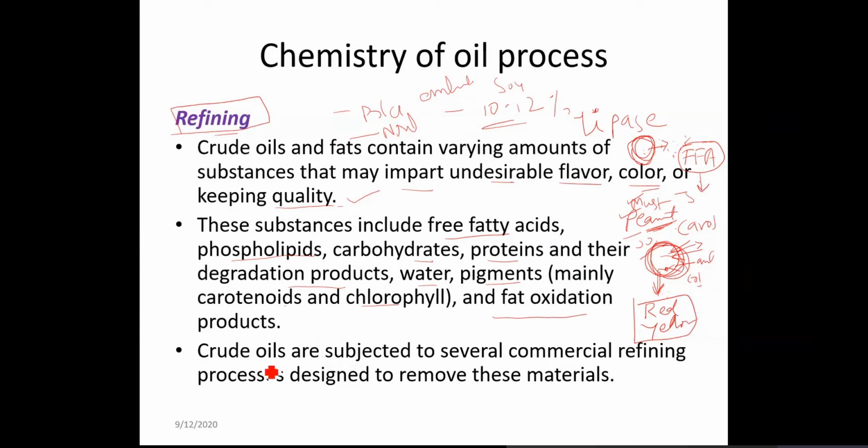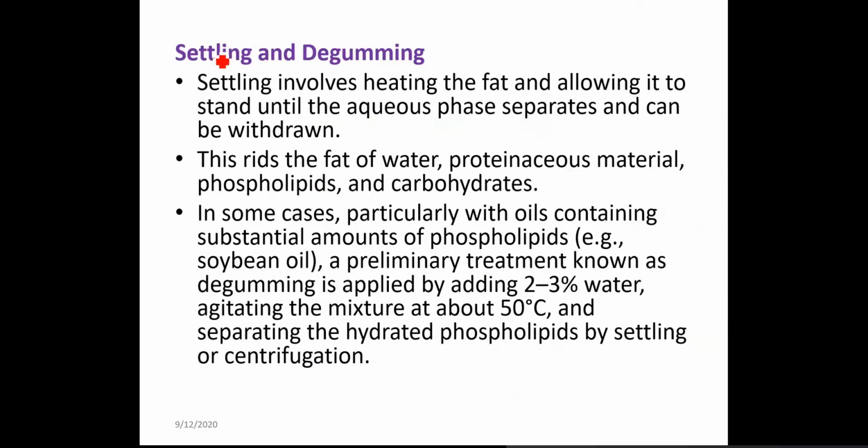So when you have this crude oil expressed, this crude oil is subjected to several commercial refining processes to remove these materials. So what are those processes? Settling and degumming. Now, the name itself indicates you settle the oil and you remove the gum. You degum, like you remove the gums that are present. So settling involves heating the fat and allowing this fat to stand until the aqueous phase separates.